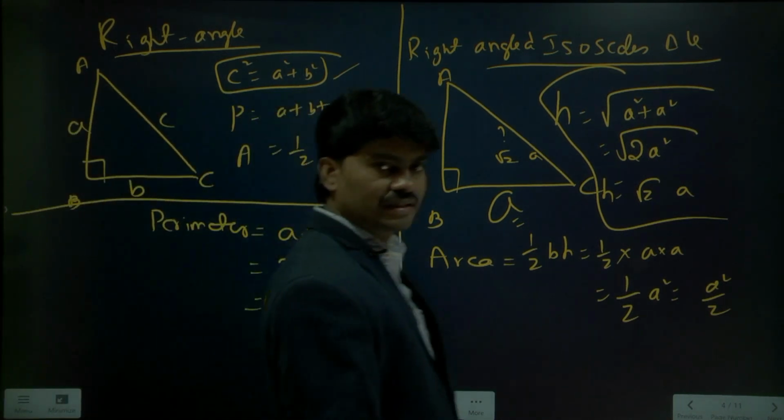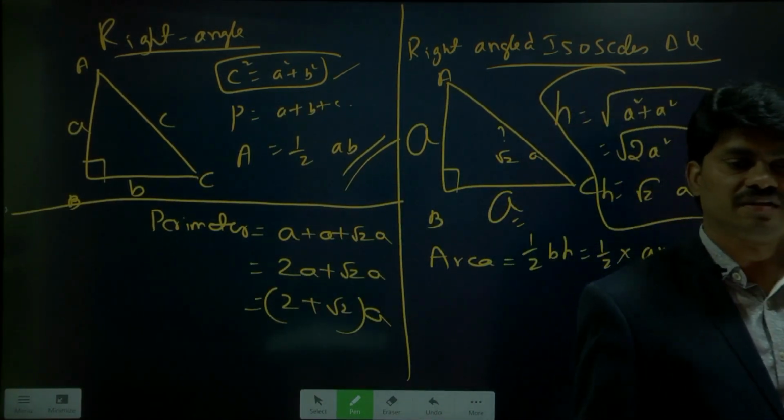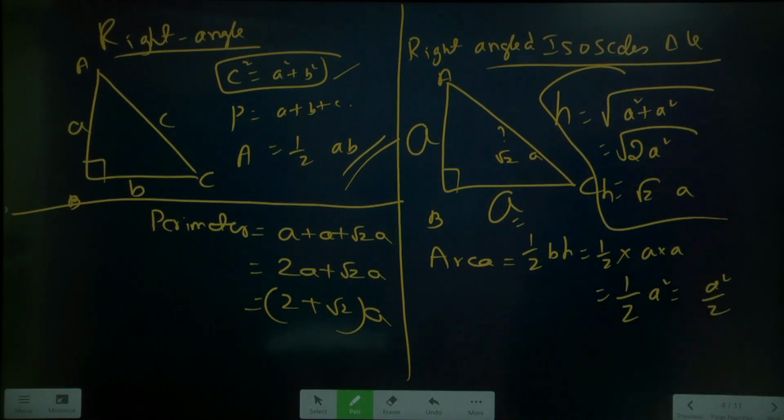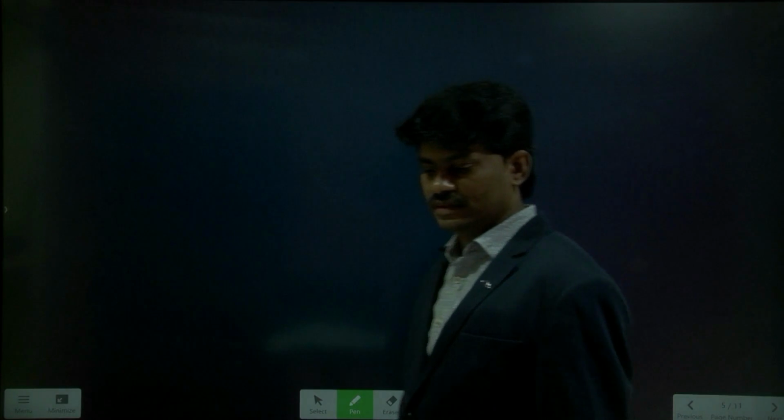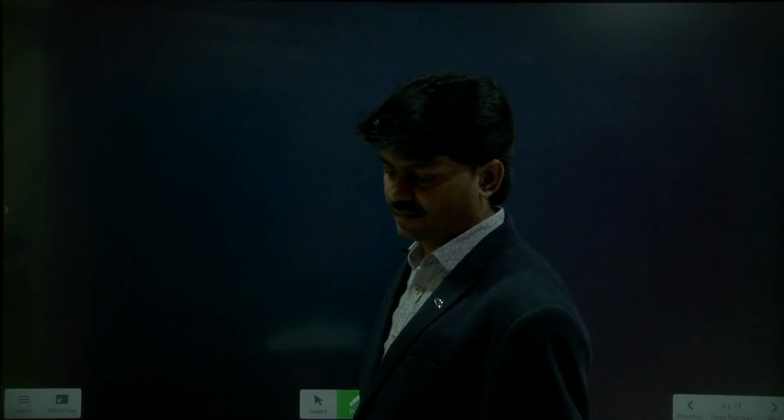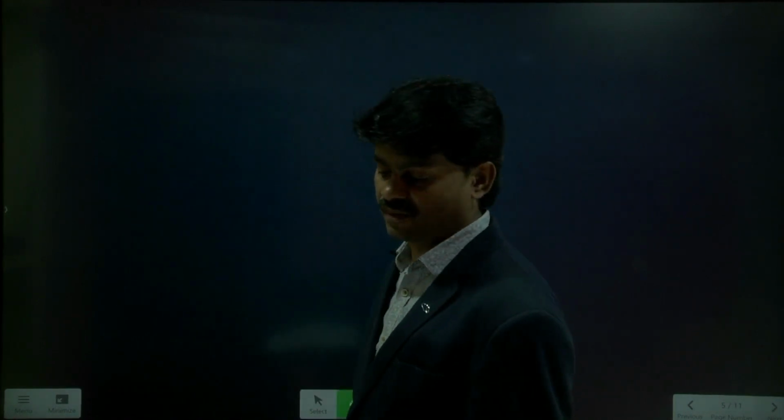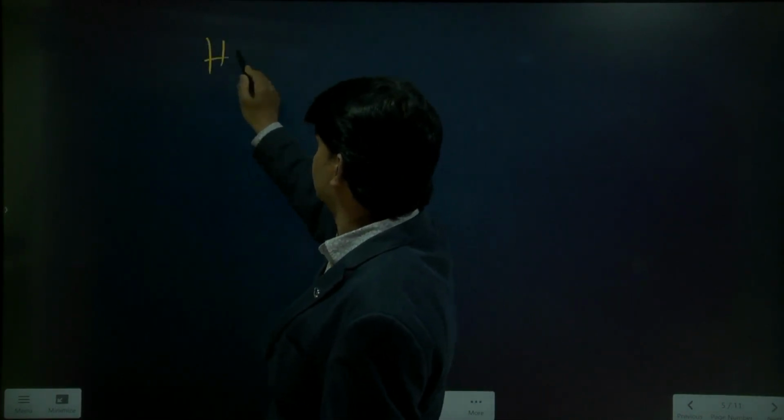So right angle triangle and right angle isosceles triangle. Okay. Next, we go with equilateral triangle, completed. Scalene triangle. For the scalene triangle, we go for the formula called Heron's formula.